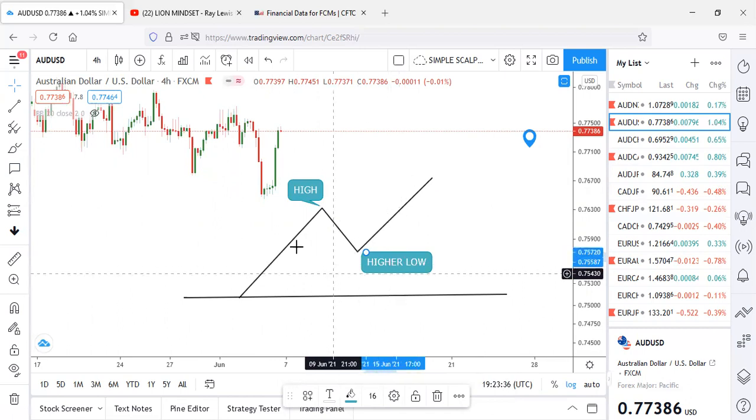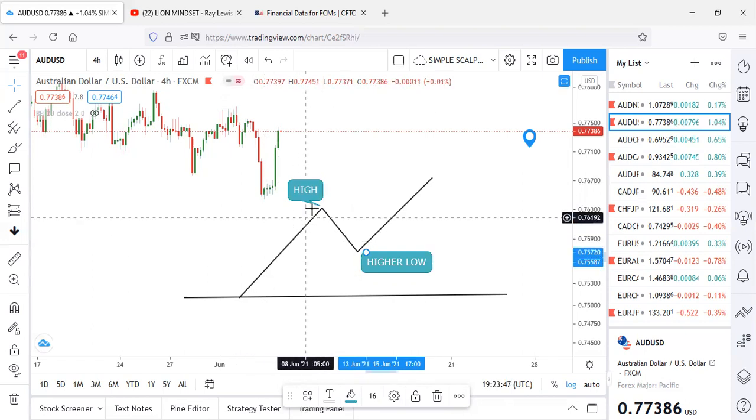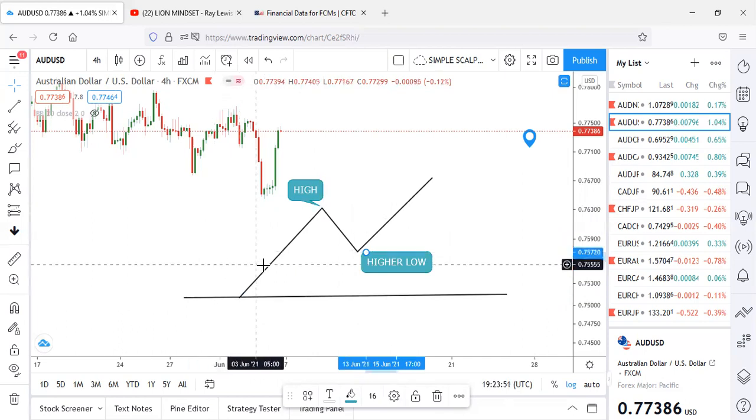It's simply because this is the first high. We cannot call it a higher high, okay? Because this is the first high, there is no previous high. A lot of people make a mistake with this. There is no previous high, okay?